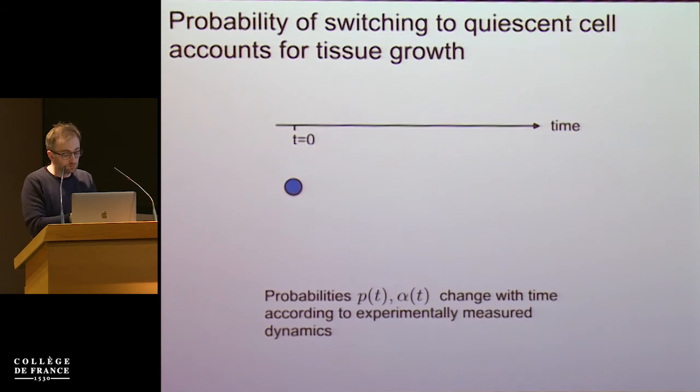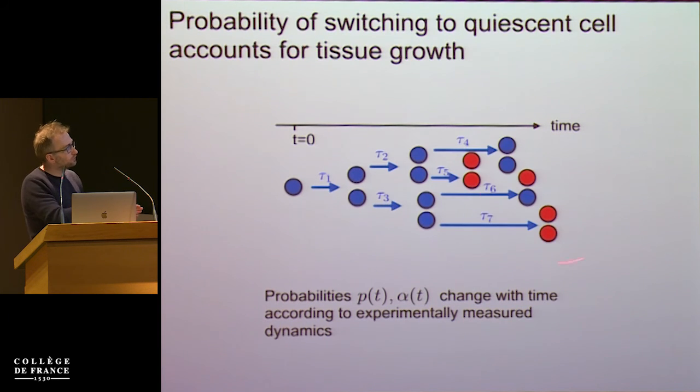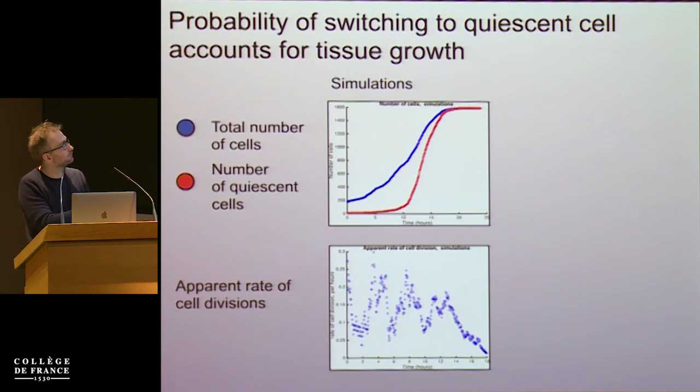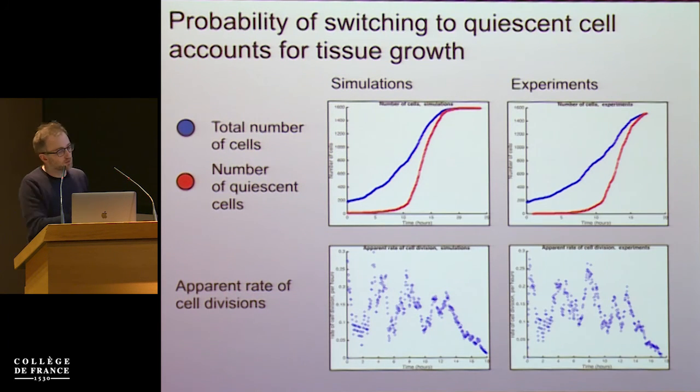And the answer is yes, because we can do a simulation where we take one cell, we make it divide, and then as a function of time, there is a changing probability that each division gives rise to a quiescent cell. And if we simulate this process, we get a graph like this. This is the total number of cells, and this is the number of quiescent cells. And this is the apparent cell division rate. This is in simulation, this is in experiment, and it looks very similar. So this essentially captures what is going on.